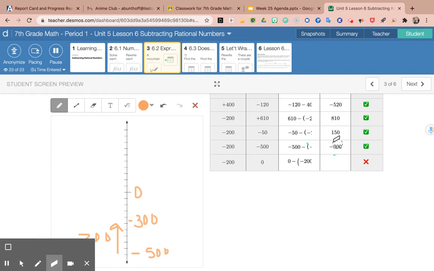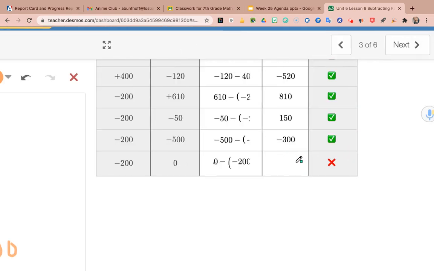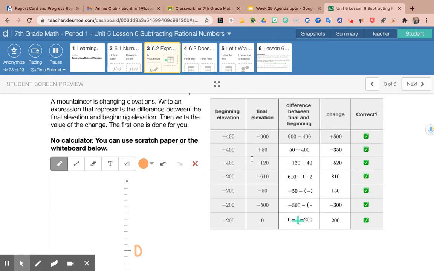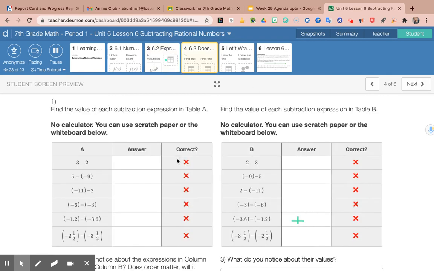And then for the last one, again, hopefully you notice that there's a double negative, a double subtraction. So this turns into 0 plus 200, which is just 200. So you'll just type that in there as well. All right, so you want all green check marks. Feel free to rewind if you need to. Go ahead and click next to the next one.